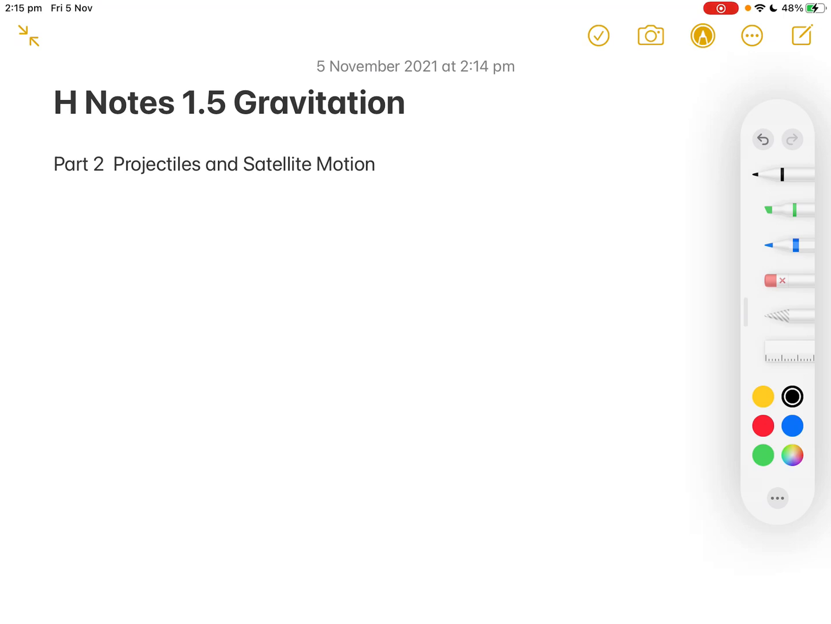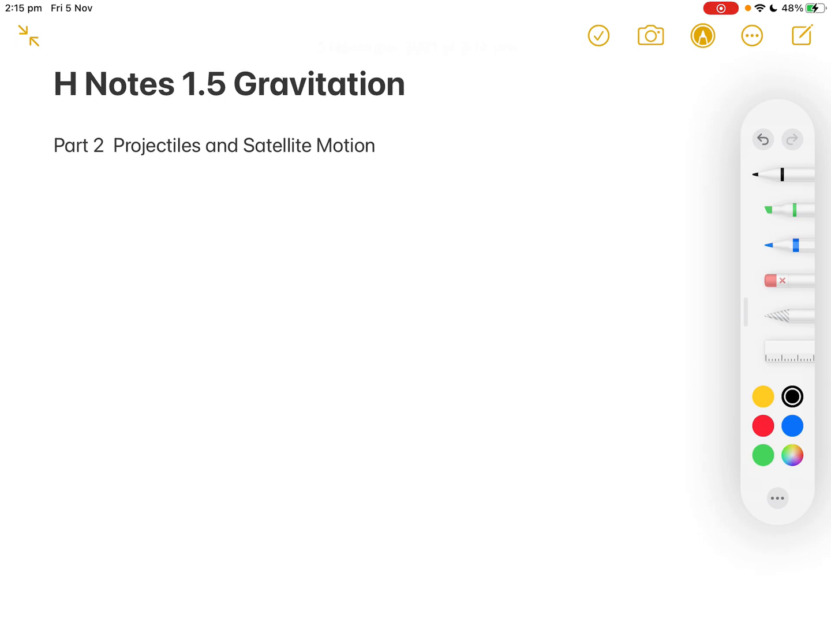Higher Notes, Unit 1, Section 5, Gravitation. This is part 2, where we'll look at projectiles and satellite motion.